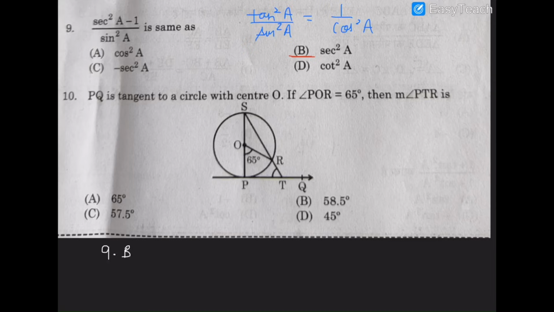Here PQ is the tangent to the circle with the center O. If angle POR is given to you as 65, you have to calculate the value of angle PTR. If this is 65, this comes out to be 32.5, because the angle from the arc PR at the circumference is half. So 90 plus 32.5 plus angle PTR equals 180 degrees. So subtracting this, you will get 57.5. So for the 10th, C is the correct answer.